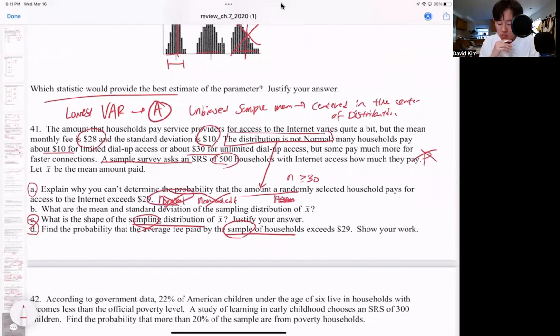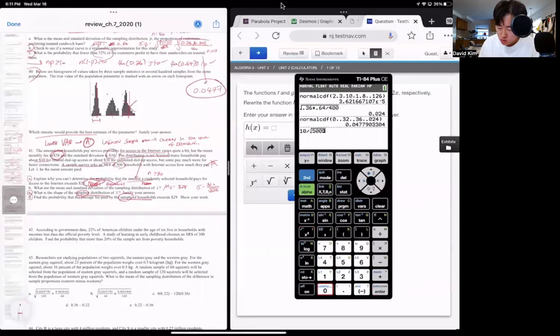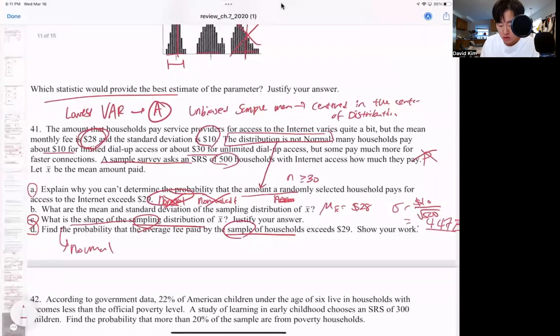What are the mean and the standard deviation of the sampling distribution of x-bar? The mean of x-bar is $28, the same as the population mean. The standard deviation is $10 divided by the square root of 500. Let's do that real quick on our calculator: 10 divided by the square root of 500, and bam, we get 0.4472. So that is our standard deviation. What is the shape of the sampling distribution? You can probably already guess that it is definitely going to be normal. How do you know that? n is greater than or equal to 30. You tell me, it's the central limit theorem.